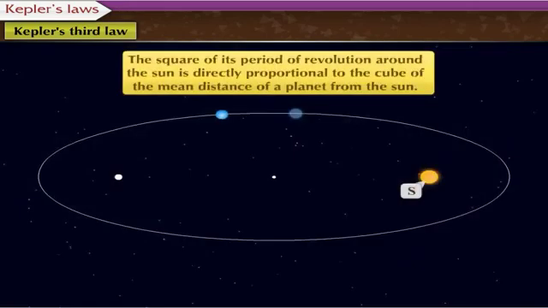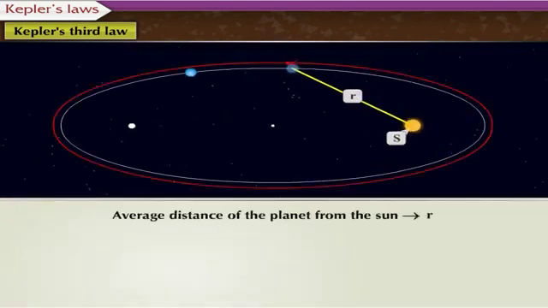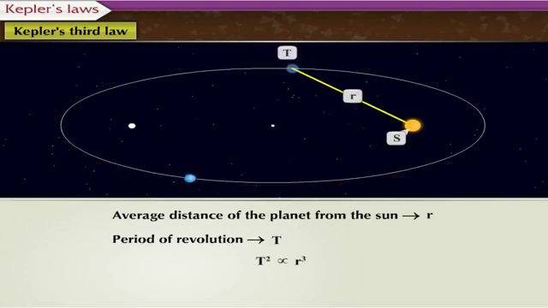Kepler's third law. The square of its period of revolution around the Sun is directly proportional to the cube of the mean distance of a planet from the Sun. Thus, if r is the average distance of the planet from the Sun and t is its period of revolution, then t square is directly proportional to r cube. That is, t square upon r cube is equal to a constant, which is equal to k. This is equation 1.